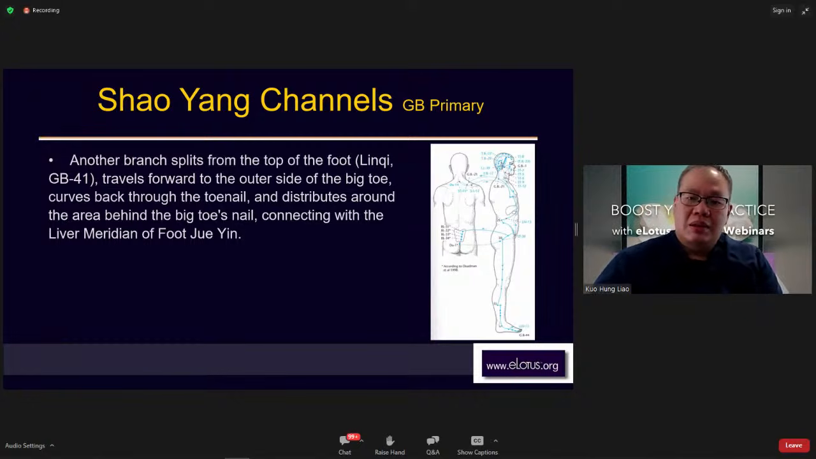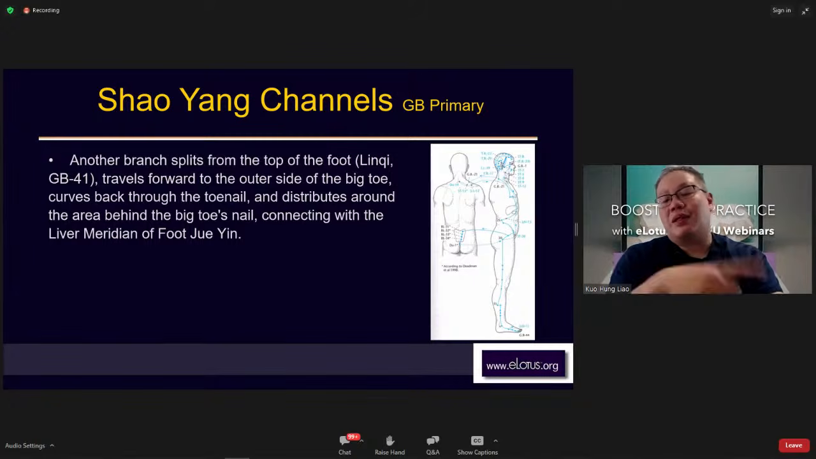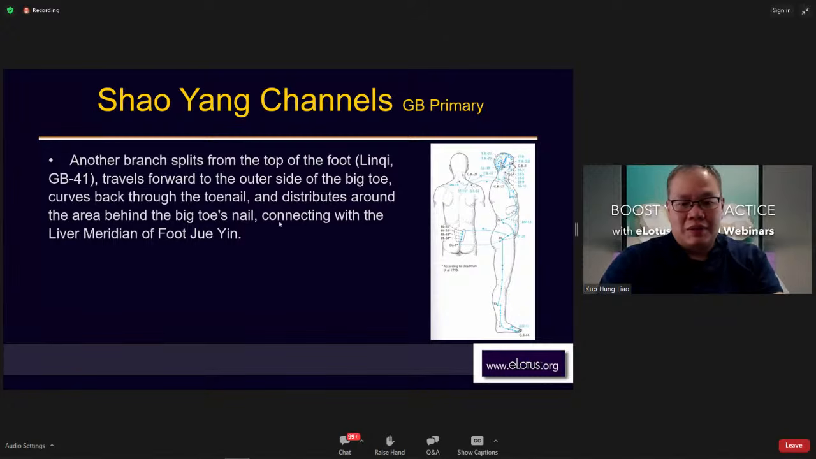Okay. And from to the face, you travel around the, oh, that's another branch, same thing. After the face, another branch splits from the top of the foot, travels forward to the outer side of the big toe, and curves back to the toenail. Same thing, it connects to the liver channel again.